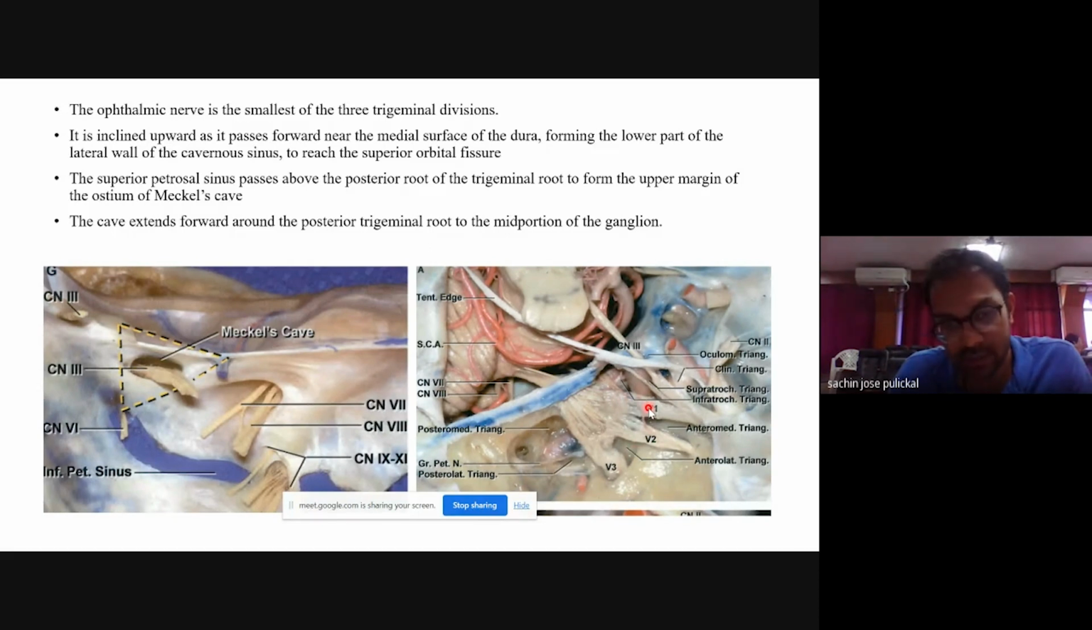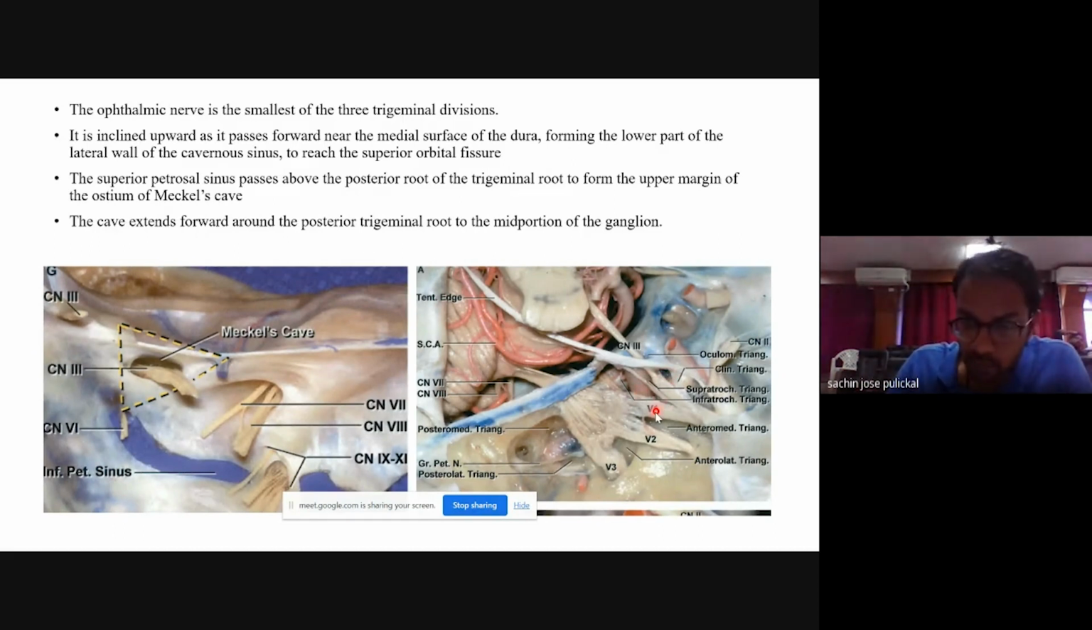The V1 enters into the lateral wall of the cavernous sinus and courses superiorly and medially and enters into the superior orbital fissure at the keel of the cavernous sinus. So third nerve, fourth nerve, and V1, these lie on the lateral wall of the cavernous sinus. And like we know already, cranial nerve 6 enters through the Gruber's ligament and courses along the lateral aspect of ICA inside the cavernous sinus. So there is only one nerve which is inside the cavernous sinus, that is sixth nerve.